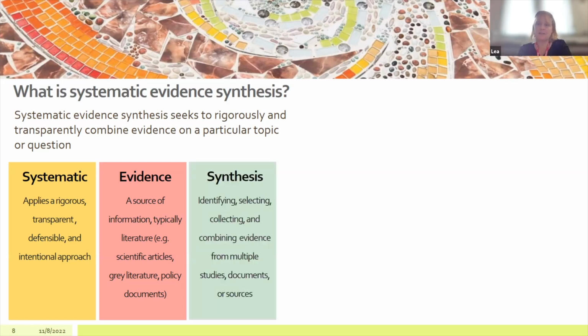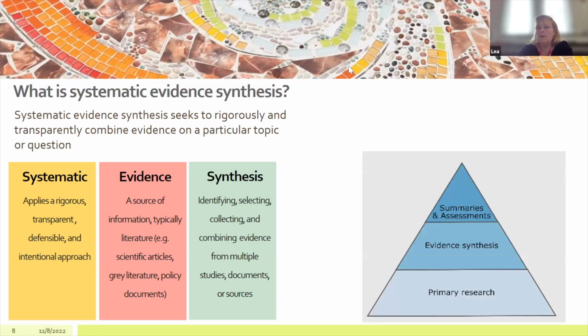And finally, synthesis. Synthesis is really about these multiple stages of identifying, selecting, collecting, and combining evidence together. And so this is also intentional and strategic, and we also have methods for how we synthesize. So it goes beyond taking the literature, reading it, and summarizing what we think is important, and it's actually taking a more robust and systematic approach to the synthesis stage.